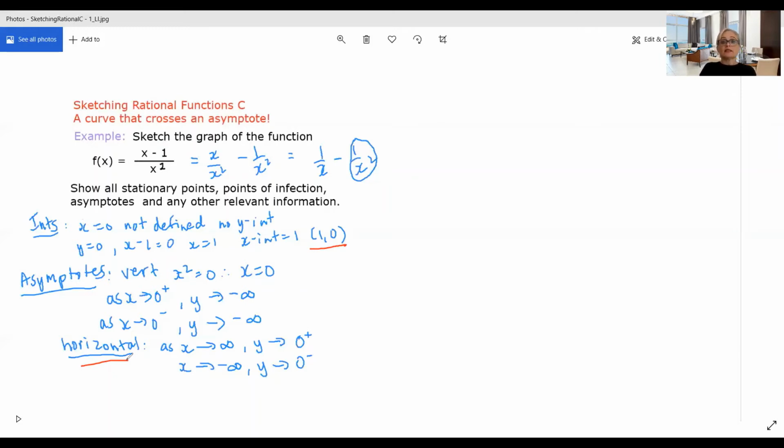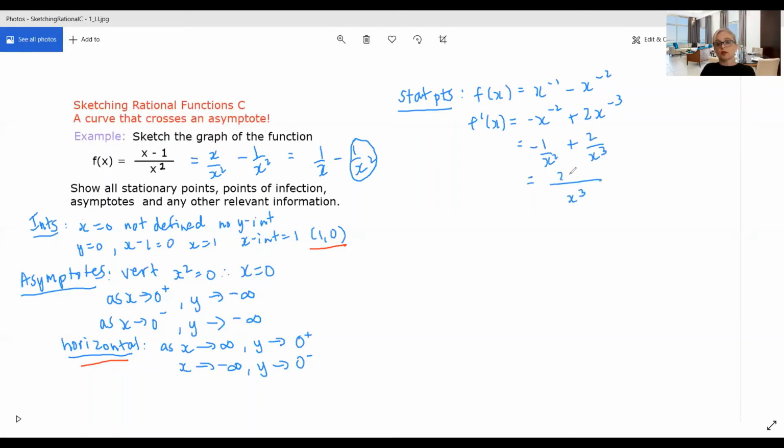All right, so our next step in the process is to find our stationary points. Okay, I'm actually going to use this version to differentiate. It's just easier to work with. So f of x was x to the -1 minus x to the -2. So f dash x will be negative x to the -2 plus 2x to the -3, which is -1 on x squared plus 2 on x cubed, all over x cubed, 2 minus x.